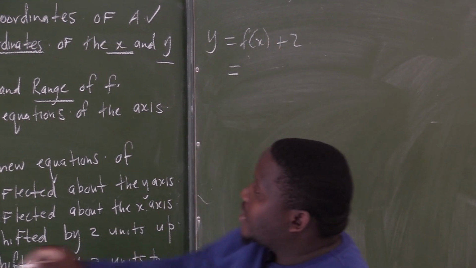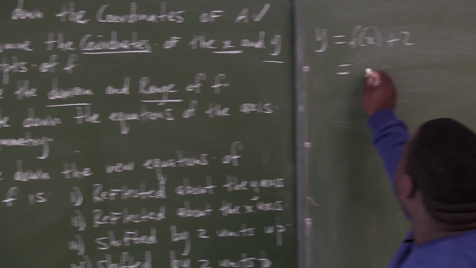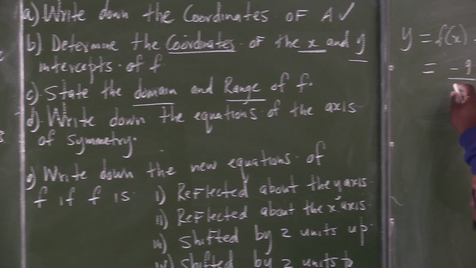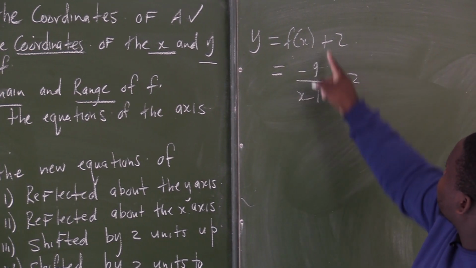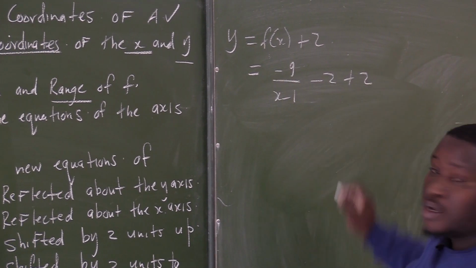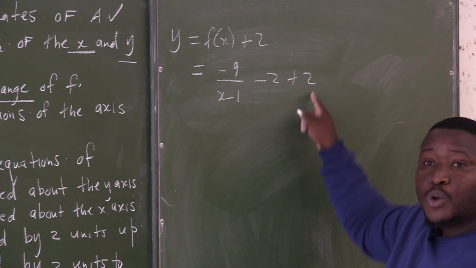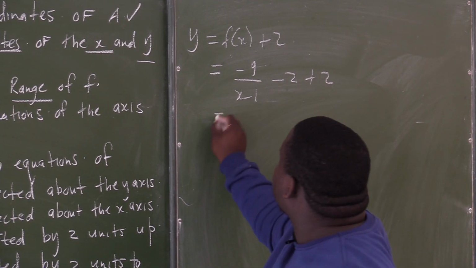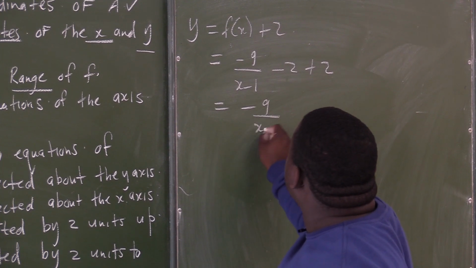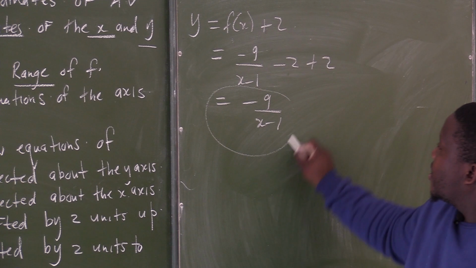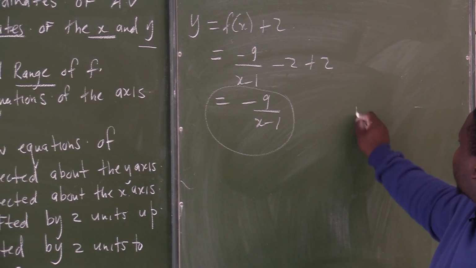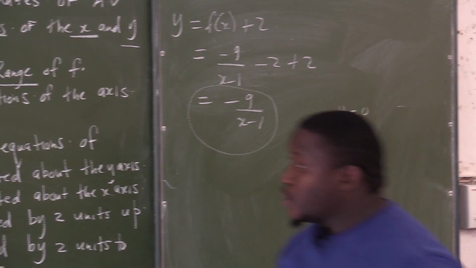f of x is what? There is your f of x. It says negative 9 over x minus 1, minus 2. This is f, right? Plus a 2. You see what is happening now? Negative 2 plus 2 will give us a 0. It means our equation would say negative 9 over x minus 1 plus 0. Now we realize that the horizontal asymptote is at 0, which is what we predicted.